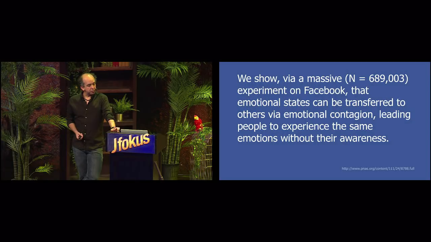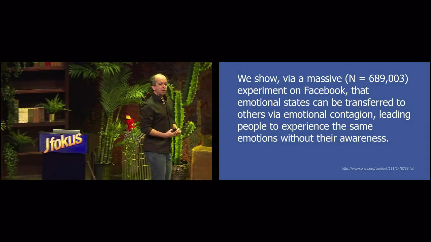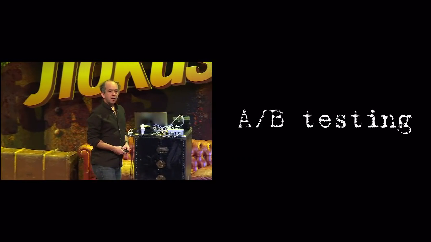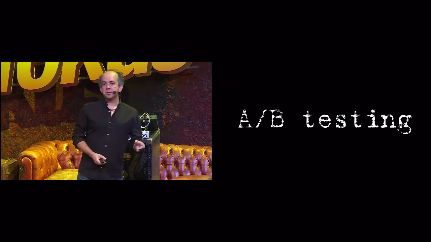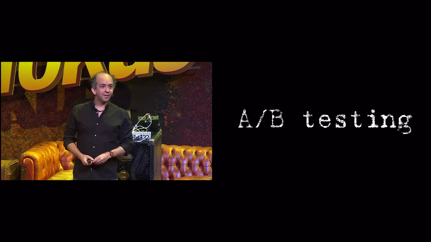On Facebook, emotional states can be transferred to others via emotional contagion, leading people to experience the same emotions without their awareness. That's a little bit scary. It turns out that at scale, we can influence how people think, which is exactly what this is. A/B testing is whether or not we can, in many systems, empty people's bank accounts more effectively. And there's a very interesting ethical question there, which I'm totally not going to answer, because I don't know the answer. But we need to be very aware.